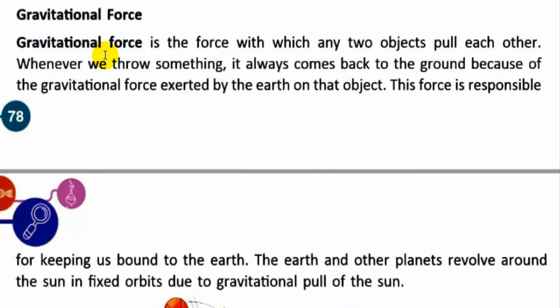Next, let's see gravitational force. Gravitational force is the force with which any two objects pull each other. Whenever we throw something, it always comes back to the ground because of the gravitational force exerted by the earth on that object. This force is responsible for keeping us bound to the earth. The earth and other planets revolve around the sun in fixed orbits due to gravitational pull of the sun.